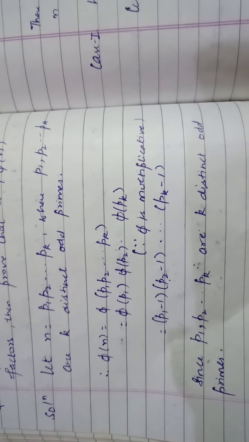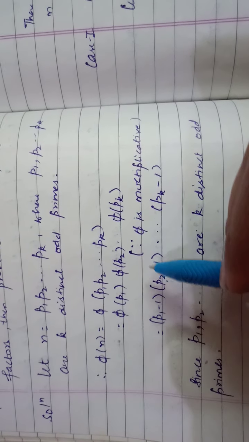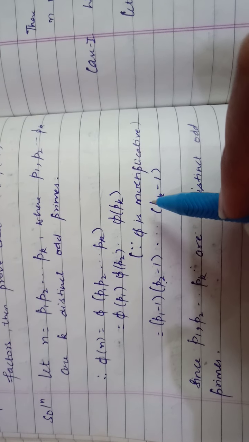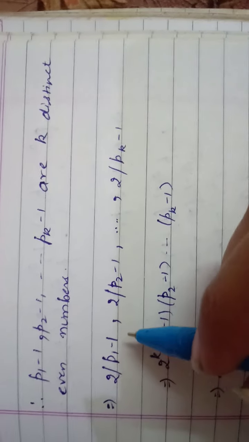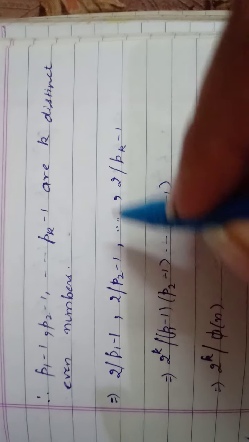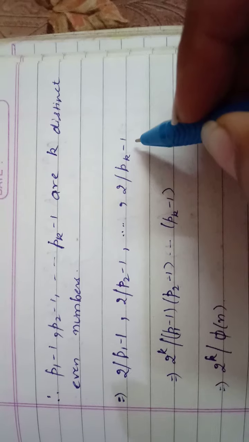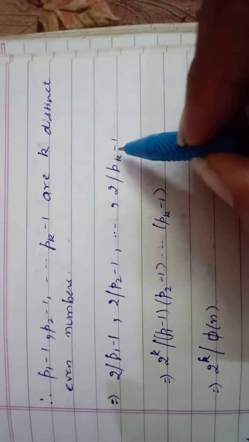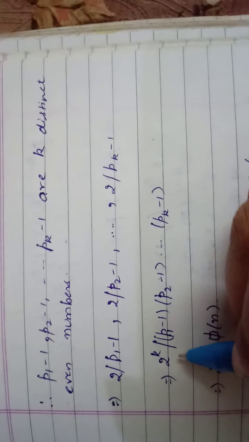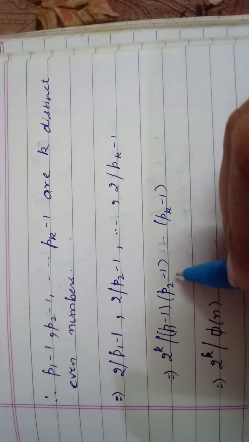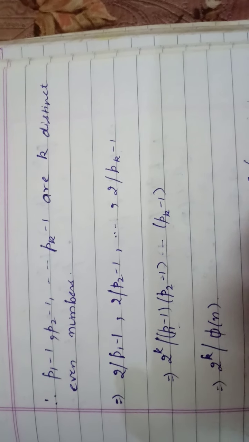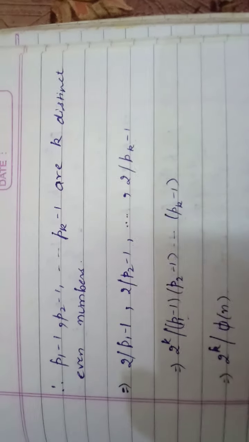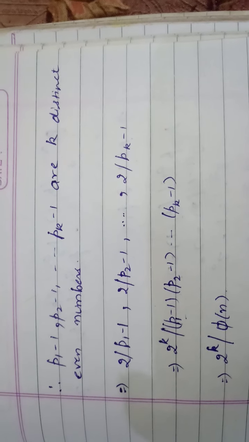Since p1, p2, pk are k distinct odd primes, therefore p1 minus 1, p2 minus 1, pk minus 1 will be even numbers. This means 2 divides p1 minus 1, 2 divides p2 minus 1, 2 divides pk minus 1. As these are even numbers, on combining we can write it as 2 raised to the power k divides (p1 minus 1)(p2 minus 1)...(pk minus 1). Now this value is equal to phi(n), therefore 2 raised to the power k divides phi(n), which is required to prove.